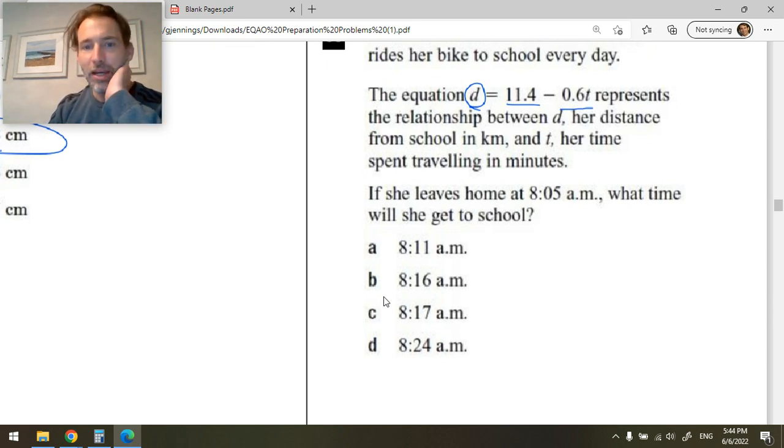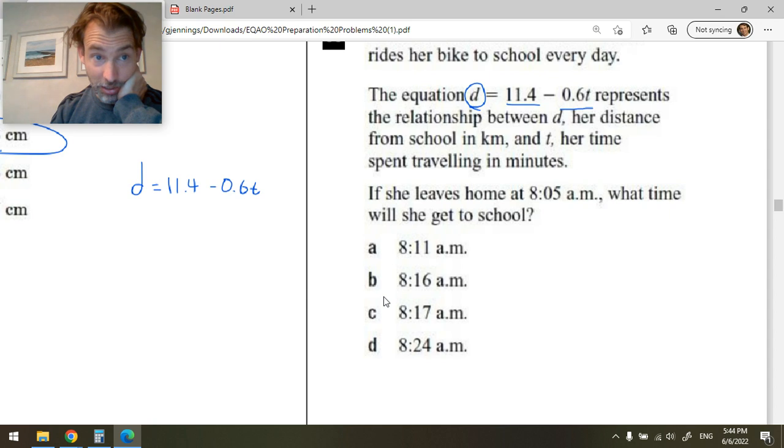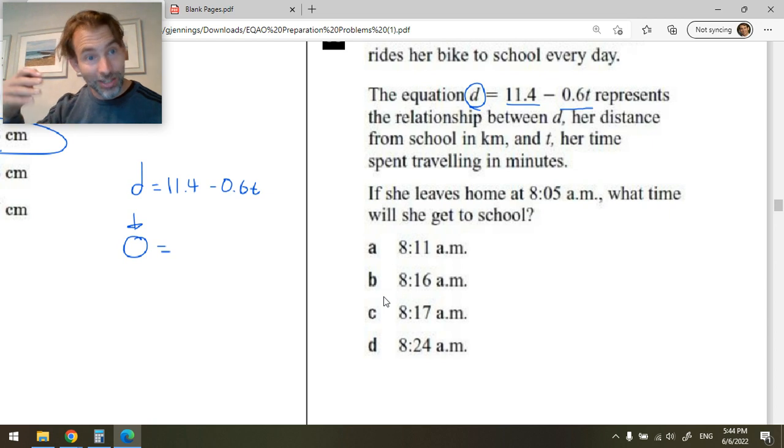All right. So we want to know, this is how we would do it. You would say d is equal to 11.4 minus 0.6t. All right. This is the equation. I copy it out, and then I say how much time do I need to reduce that distance to 0? So there's going to be some amount of time where distance is going to be equal to 0. Notice I just substituted in 0 for distance. That's saying when does she get to school? When is her distance from school 0? That's going to be equal to 11.4 minus 0.6t.